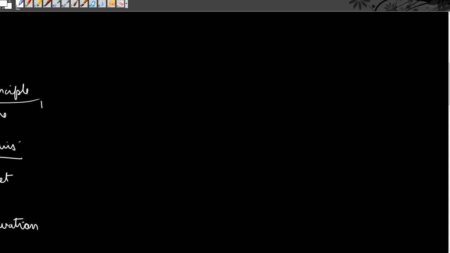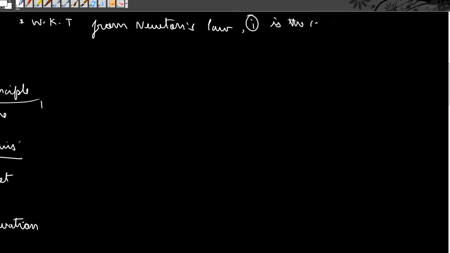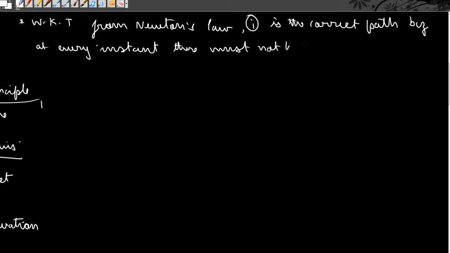So now we know that from Newton's law, it is only path 1 which says that there is no external force. Path 1 is the correct path. Why? Because at every instant there must not be an external force, but path 2, at the point where the direction changes, it suggests that at that instant there is a presence of some external force. So from Newton's laws, path 2 is not possible. Path 1 is the correct path.